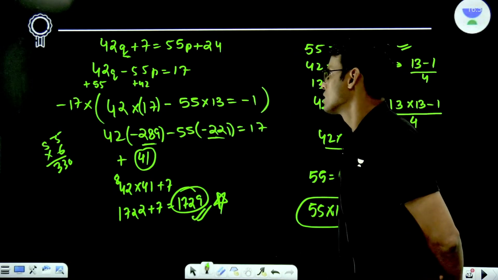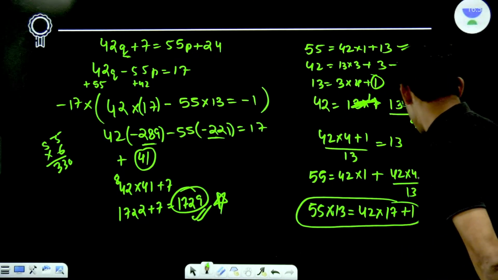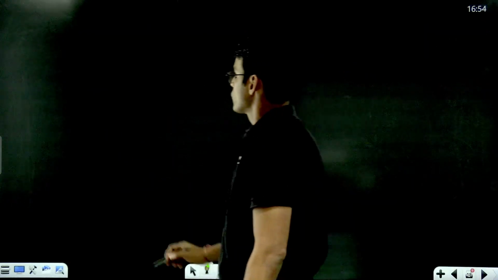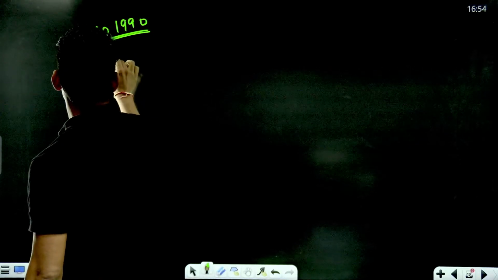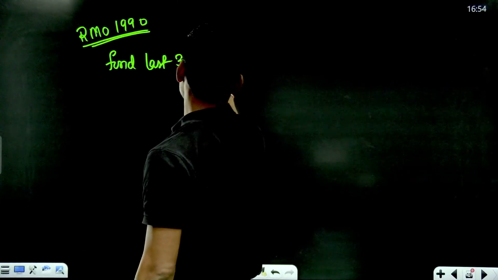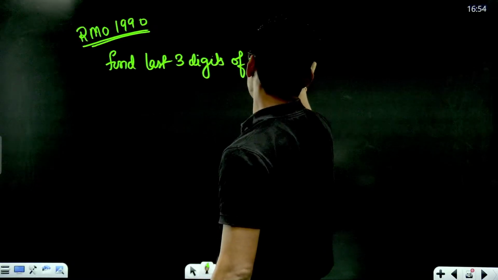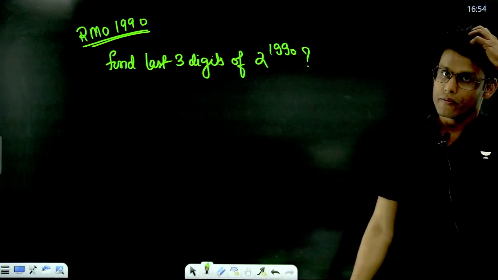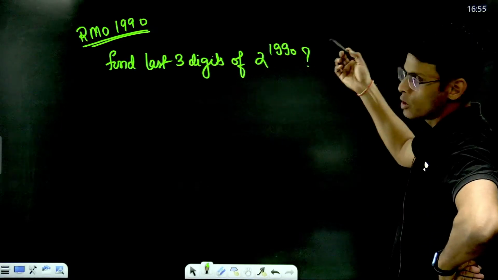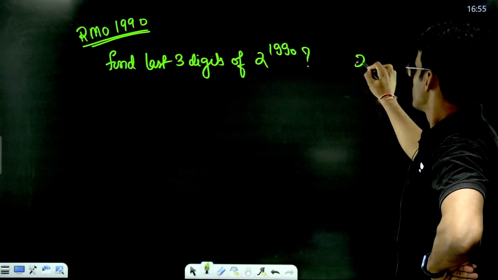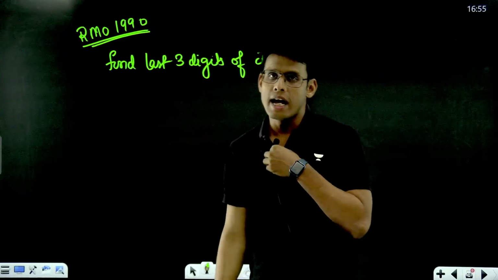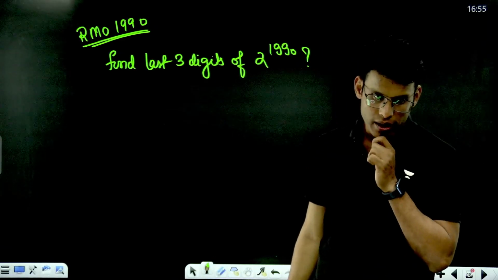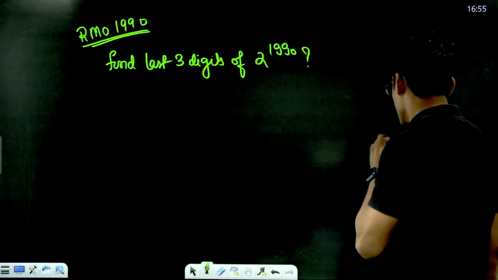But sir, what is the use of all this? So let me solve the RMO 1990 problem, which asked: find the last three digits of 2 to the power 1990. Now the Euler-Totient function does not help here, because the divisors and the dividend are not co-prime. So how to solve it?